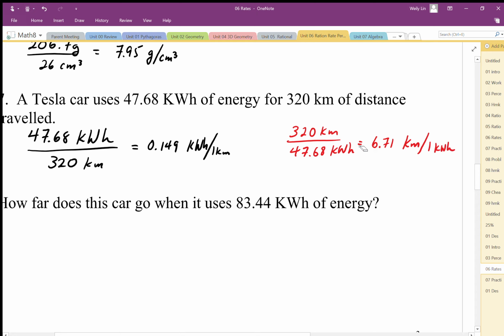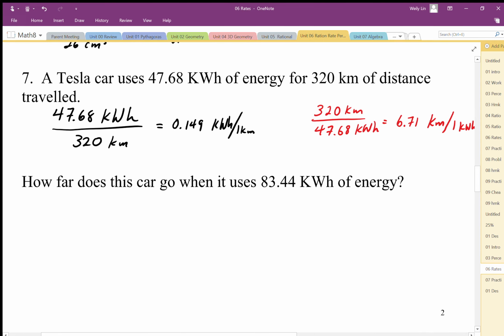So our rates can be in either way. We can flip them around if we want. We can actually find the reciprocal of these. But these are both valid rates, and it depends on which is the direction of comparison, and that will determine which of these two rates we would want to use.